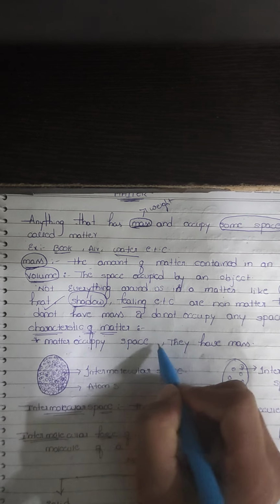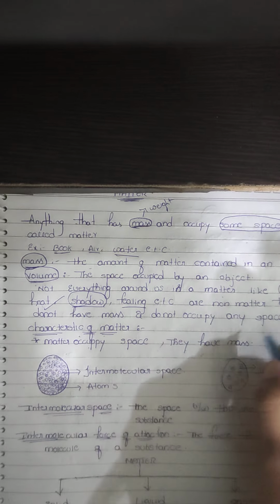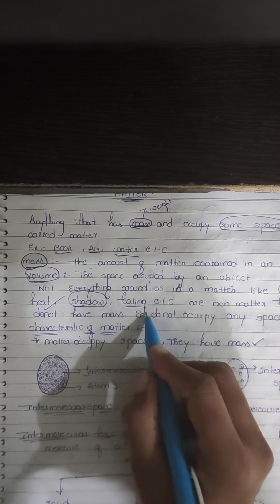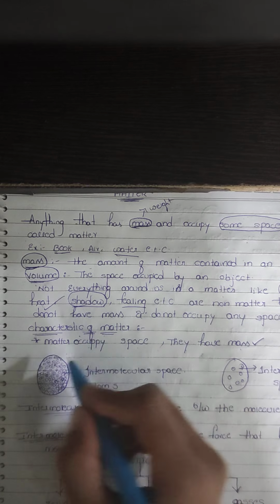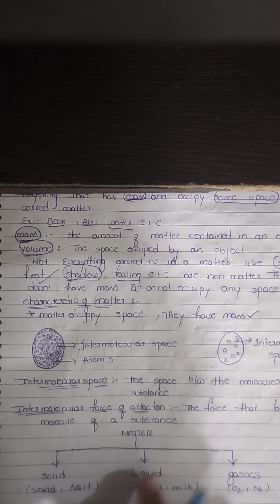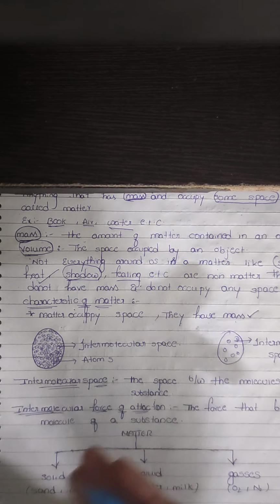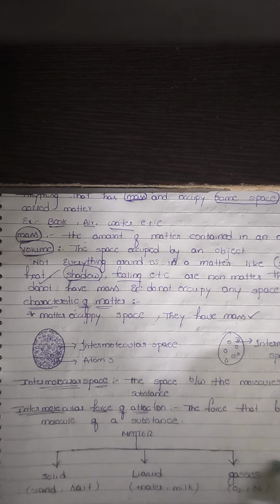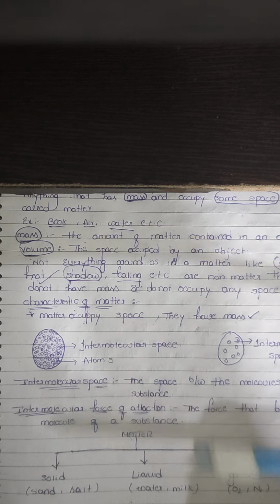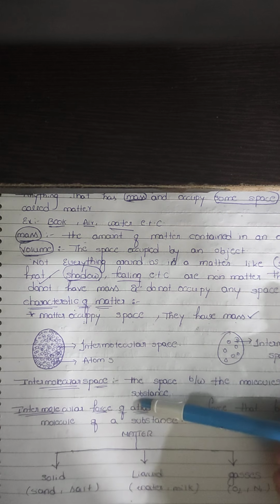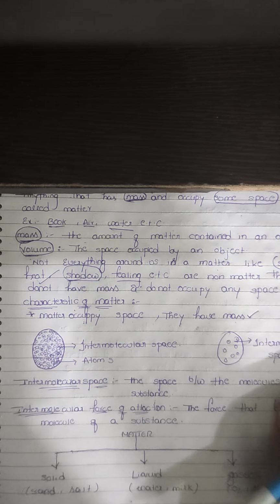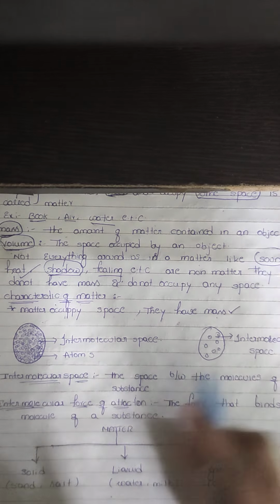Matter occupies space and has mass, which is also a characteristic, as we discussed in the definition. We know the solid, liquid and gaseous states, isn't it? Matter is solid, liquid or gaseous. Before discussing this, I will give a brief introduction to intermolecular space and intermolecular force of attraction, so that you can easily understand solid, liquid and gaseous.